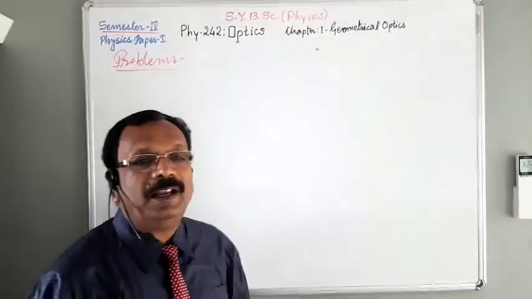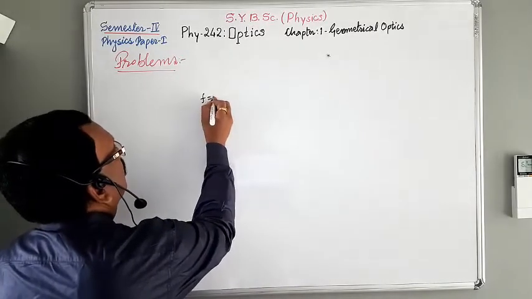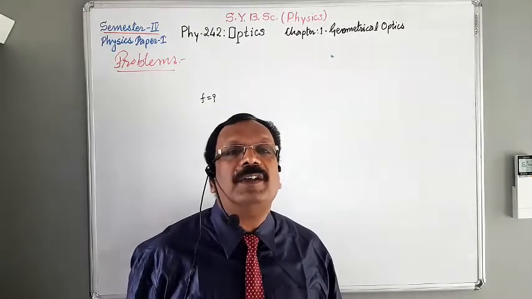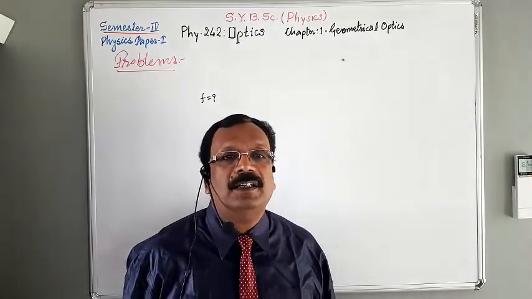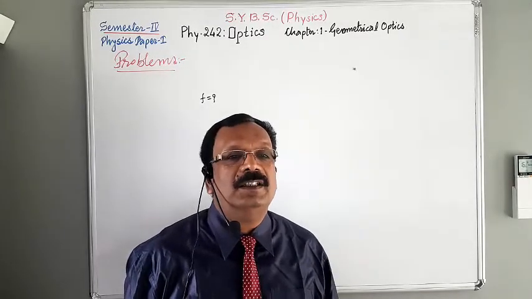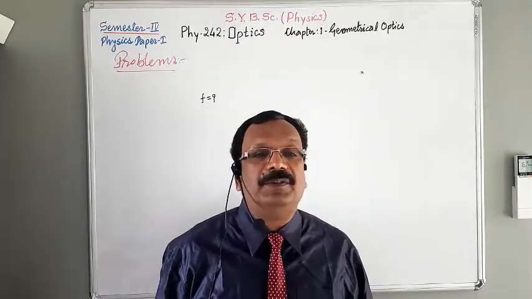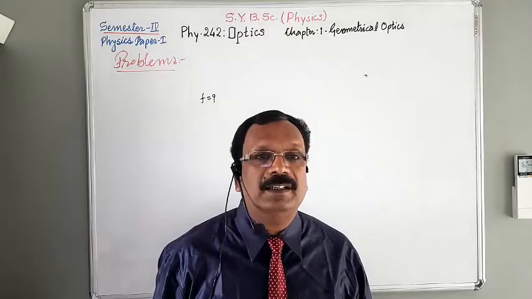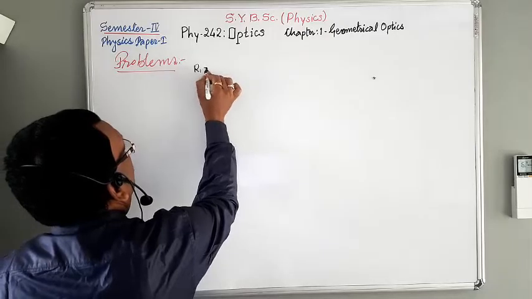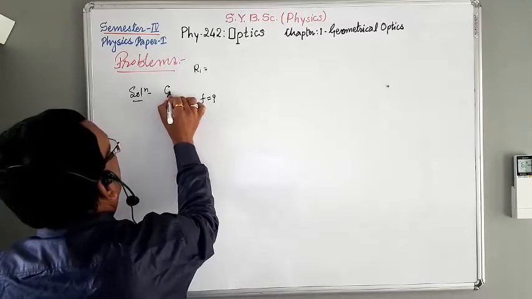Calculate the focal length of a double convex lens for which the radius of curvature of each surface is 25 centimeter. Solution. Given.